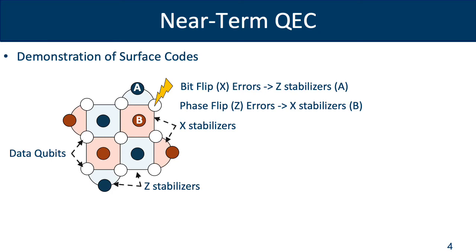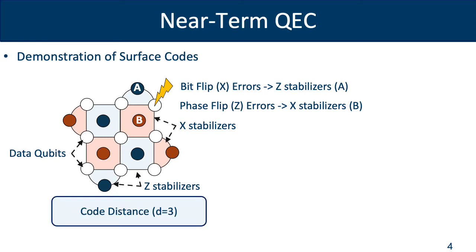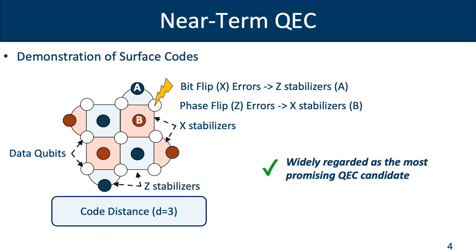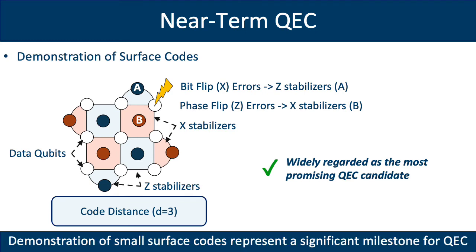This is a surface code of distance 3, which means it can correct error chains of up to length 1. To tolerate more errors, the redundancy or the code distance must be increased. We are interested in surface codes because they are widely regarded as the most promising quantum error correction candidate, and their demonstration is a significant milestone in quantum computing.